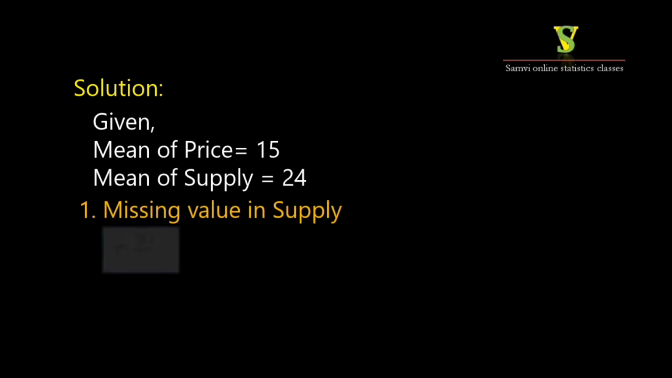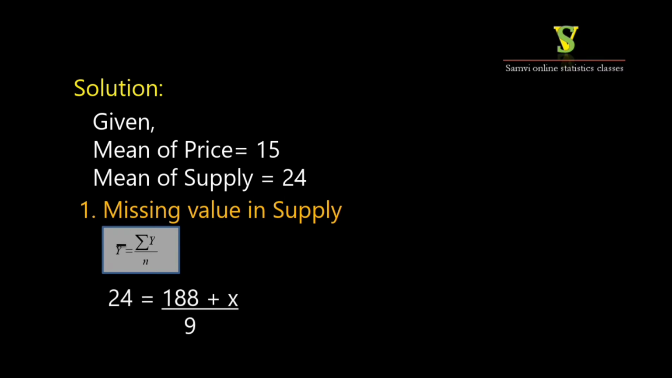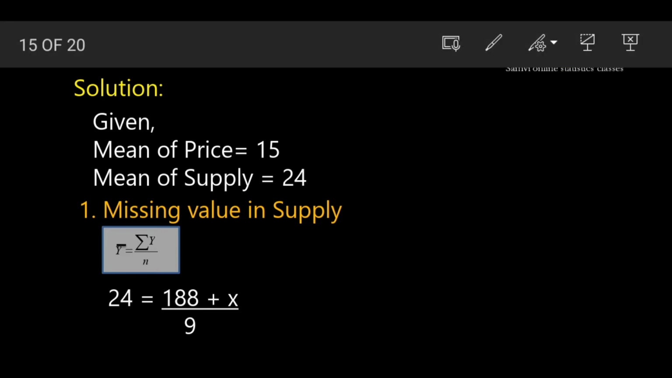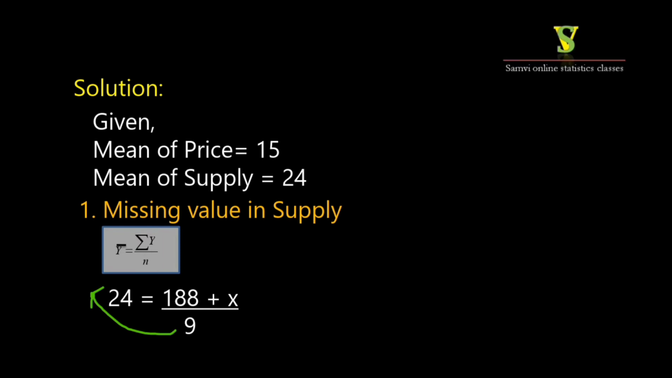So we know the formula y bar is equal to summation of y upon n. So y bar, that is 24. Summation of y we already calculated, that is 188 plus x, and n is 9. So now you have to simplify this one. You have to cross multiply. 9 goes to the numerator, since the denominator value goes to the numerator. So now we'll get 24 into 9 equals 188 plus x.